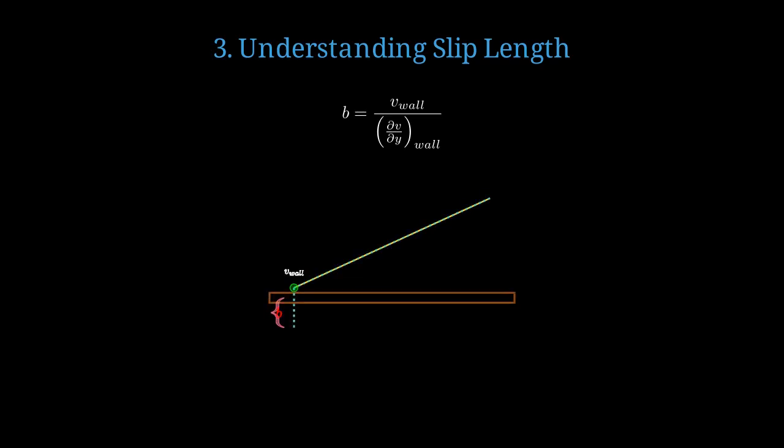Here's a visualization of slip length. The velocity profile is linear near the wall. If we extrapolate this line into the wall, the distance where it would hit zero is the slip length b.